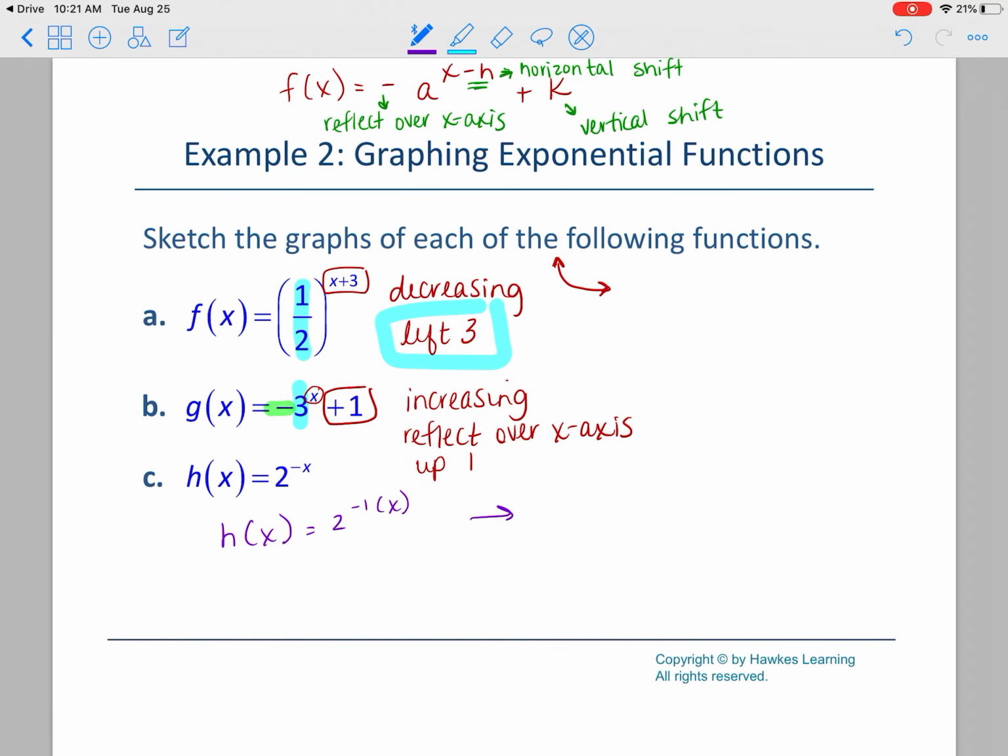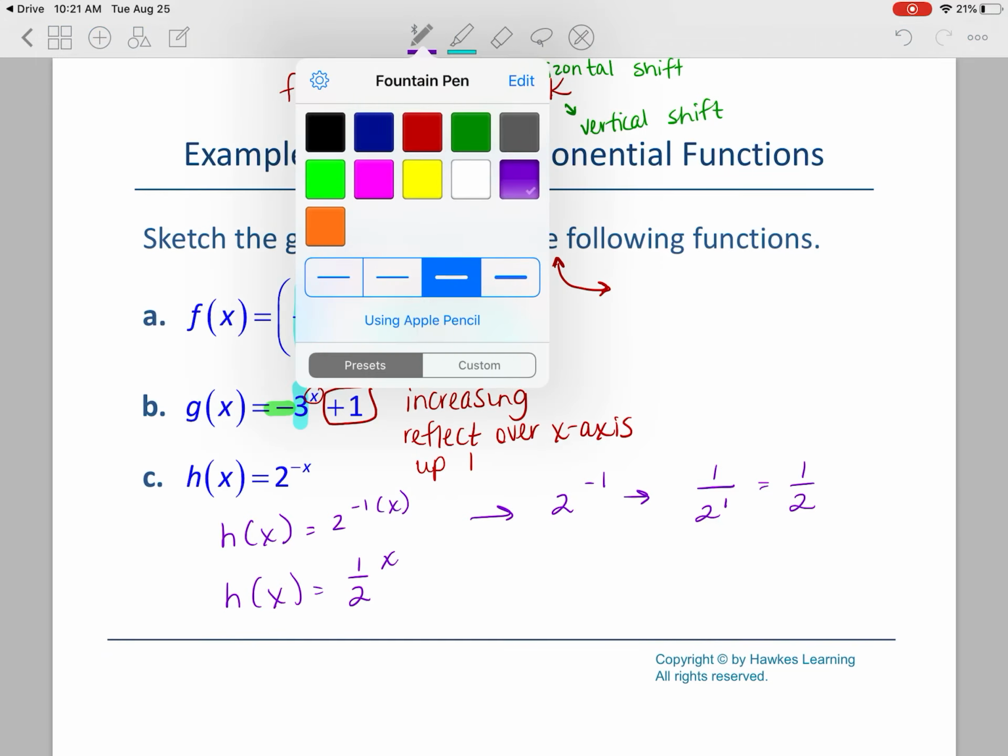So we already talked about 2 to the -1 power. I take the reciprocal or make this a fraction to get rid of the -1. So the 2 to the 1st is going to go to the bottom under 1, which is going to give me 1/2. So this function is actually going to be h of x equals 1/2 to the x power. Okay, so let's talk about this function now.